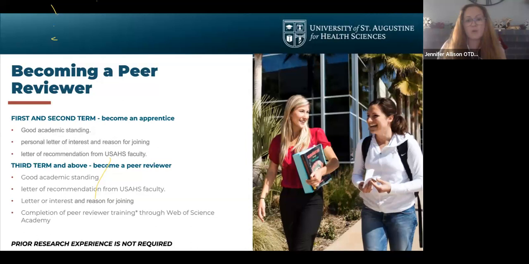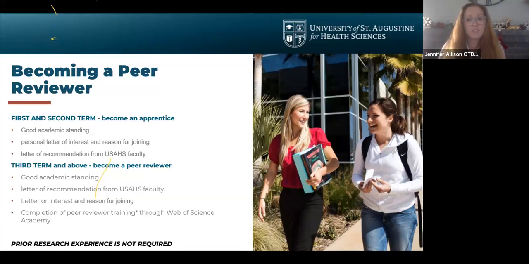In order to apply for that, you do need a personal letter and a letter of recommendation. The personal letter is just, why do you want to join us? How will we benefit you? How will you benefit us? If you have research experience, let us know what you've done and anything that you think would be relevant for us to know. Typically that's about a half page to a page. And then the letter of recommendation from the faculty is required as well. Then you'll become an apprentice and hang out with us.